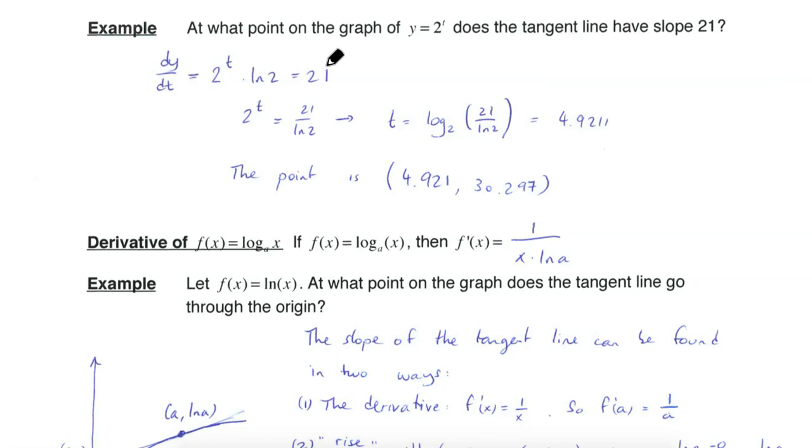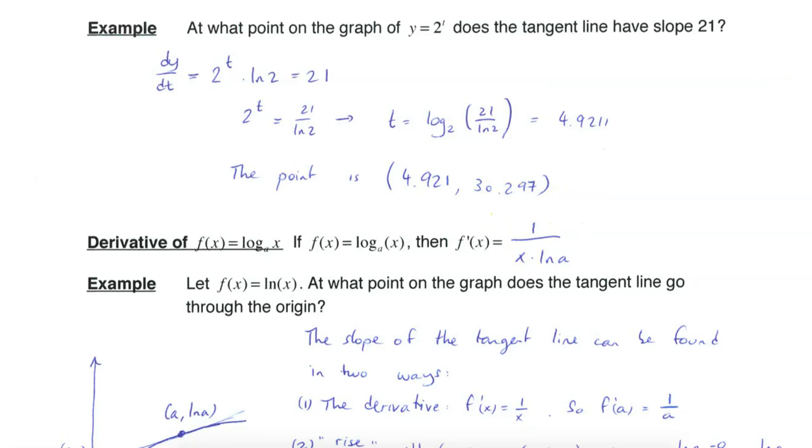And then we solve for t, so that's just a few steps of algebra. 2 power t equals 21 over ln of 2, and we find t equals 4.921. If I round to 3 decimals, it's 4.921. But we were asked to find the point, so I need to find the y value. And the answer is here, 30.297.